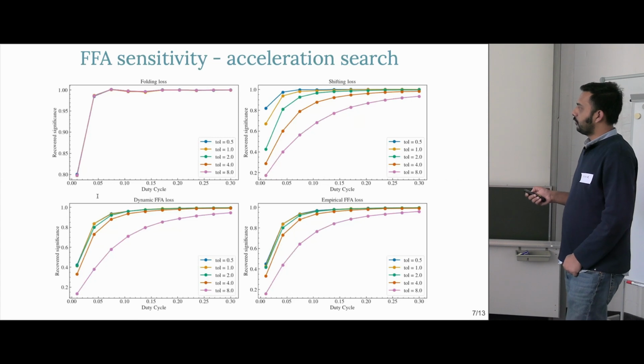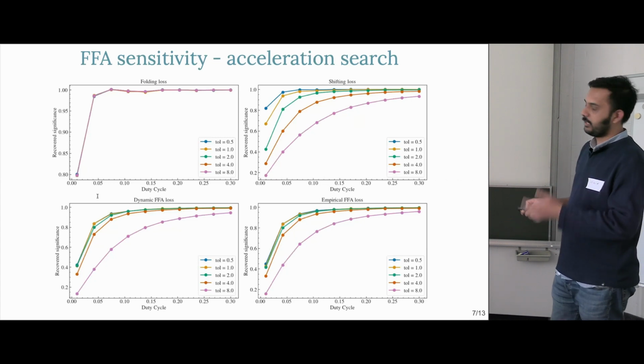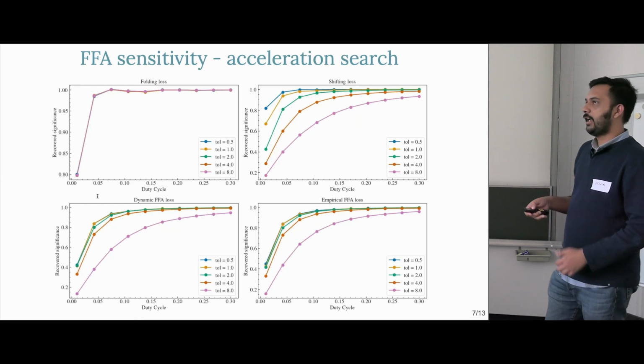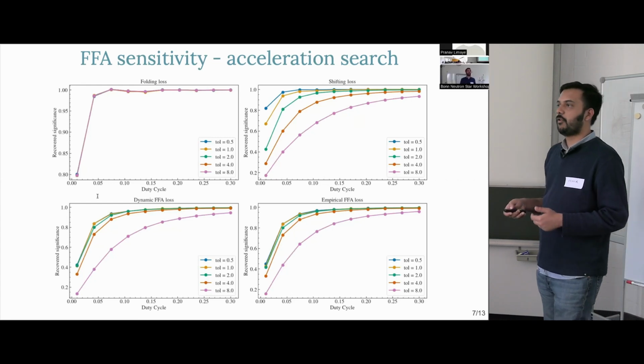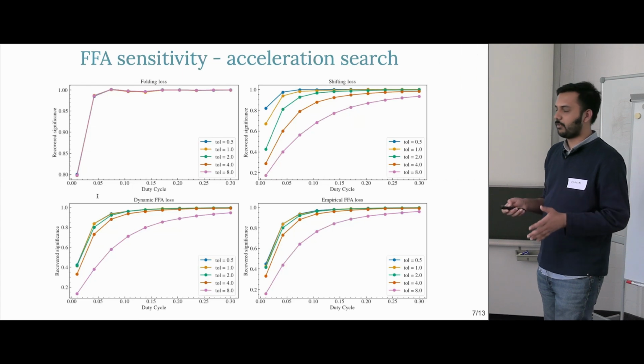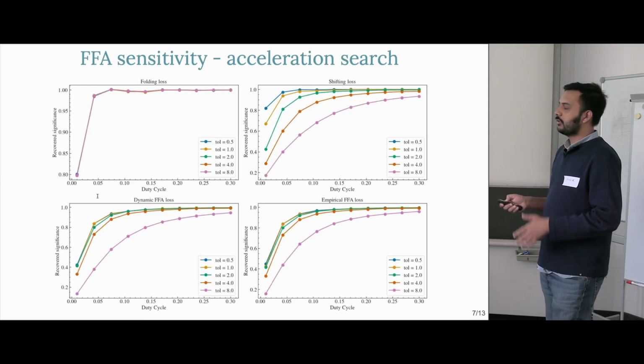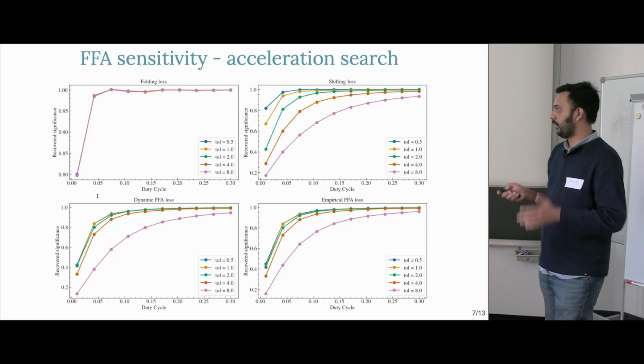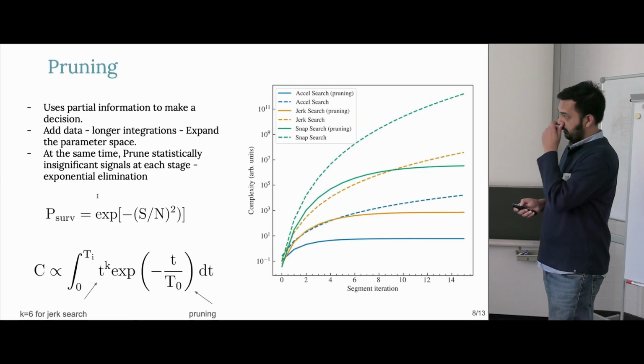Right. So now we have an FFA which we can use for jerk or acceleration search, and we have arrived at a stage where we have all the folded profiles for all the options that we want, but it doesn't reduce the complexity. It just finds a way to get it in an optimal way. So that's where pruning comes into play.